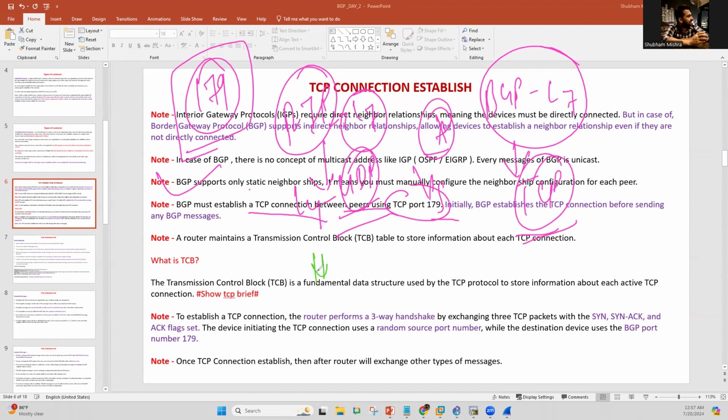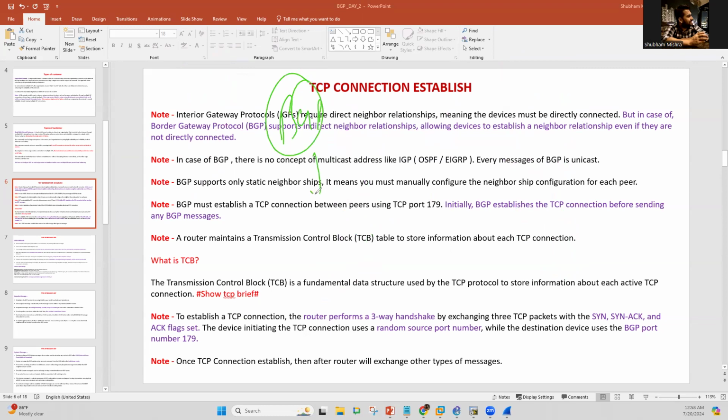I hope you know UDP versus TCP. UDP is not reliable, but TCP is completely reliable. Reliable means for every message you get an acknowledgement. In case of UDP, you do not get the acknowledgement, so that's the reason UDP is fast compared to TCP. Now, BGP uses TCP at layer 4, and the port number is 179. Are you getting my point?